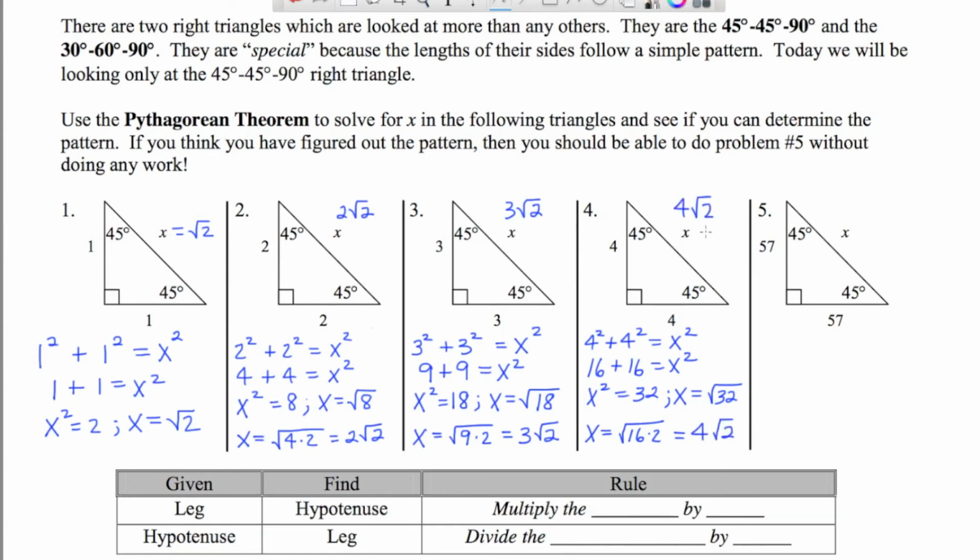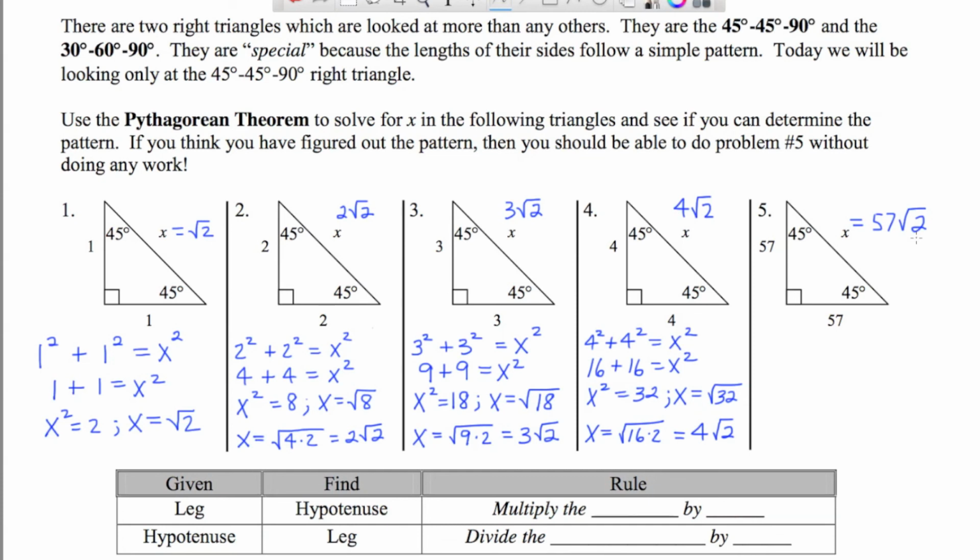So again, some of you at this point might have detected what the pattern is. Let's review. Sides of 1, 1 give us a hypotenuse of root 2. 2, 2, 2 root 2. 3, 3, 3 root 2. 4, 4, 4 root 2. And for 57, 57, as you may have guessed, the answer is 57 root 2.